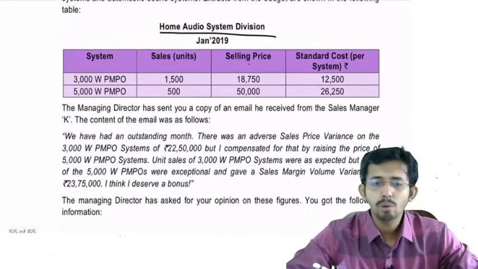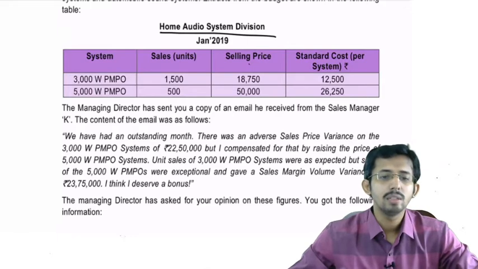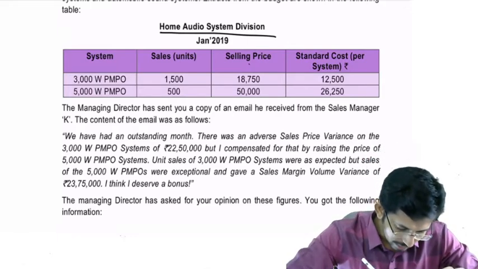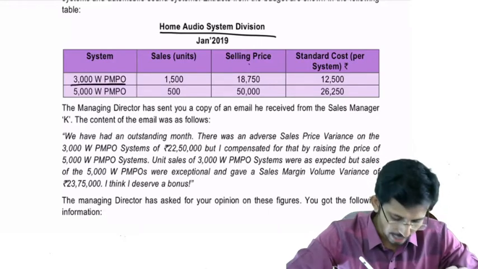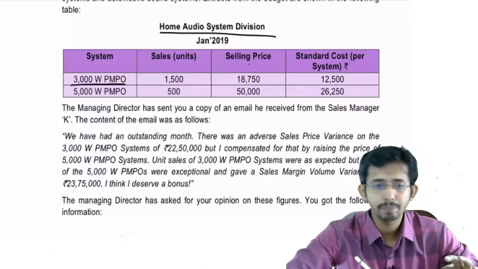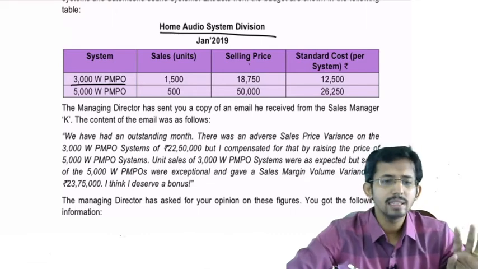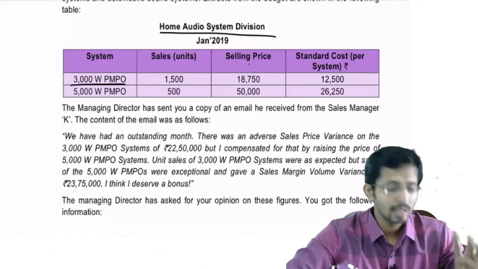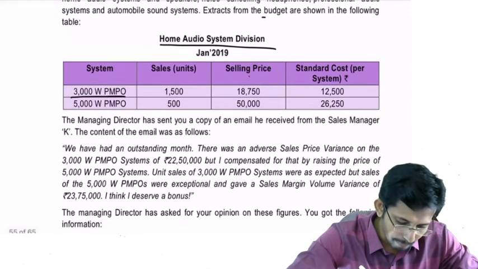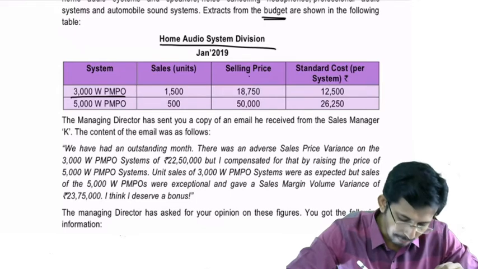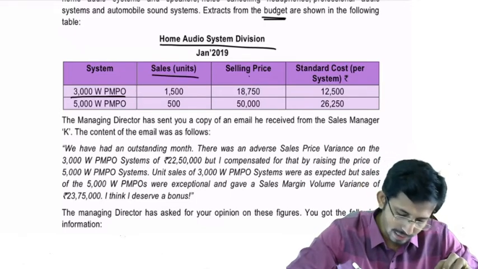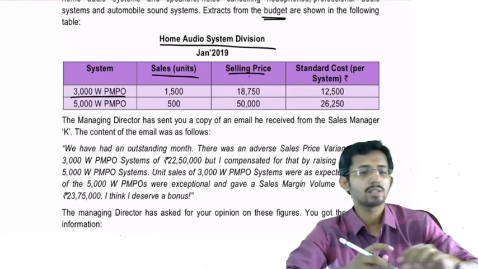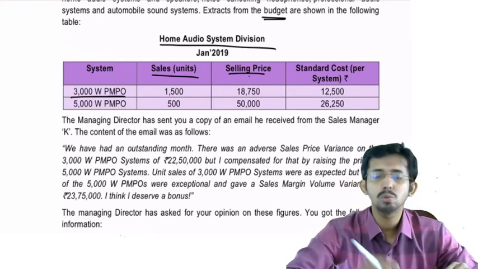Okay, now what all information do you have here? Now, there are two types of home audio systems. One is 3000 watt PMPO and the other one is 5000 watt PMPO. Okay, so two models, and the sales units for the first model are given. Now this is the extract from the budget. Okay, so this is the budgeted sales units, then budgeted selling price, then they have given you the standard cost per system also, for each of these two models.